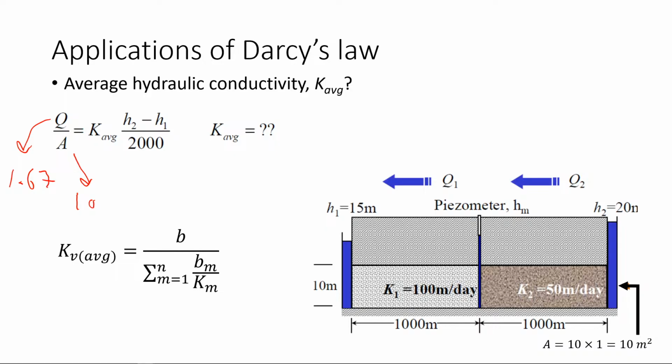That was 10. And H2, you can just get it. So that would be H2 minus H1, that would be 5. And that's this. And then you can calculate the hydraulic conductivity average. And if I did this correctly, let me show you the answer here.